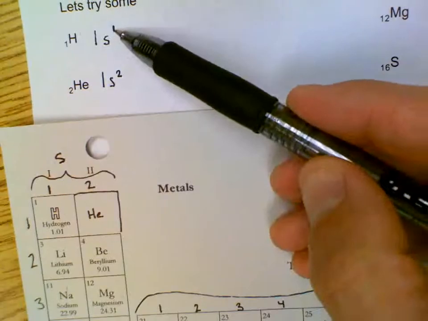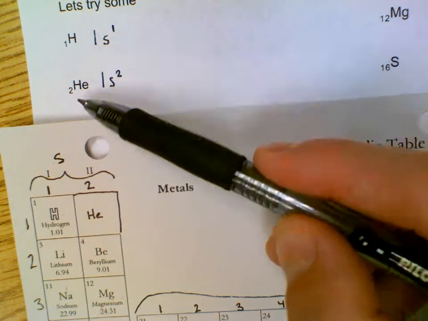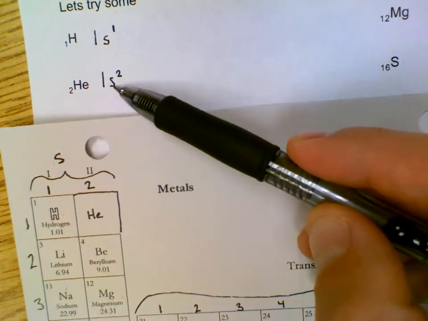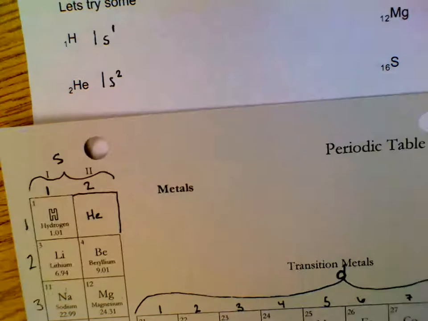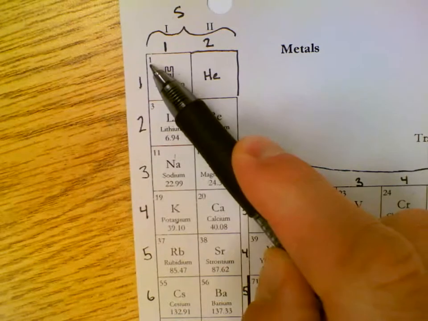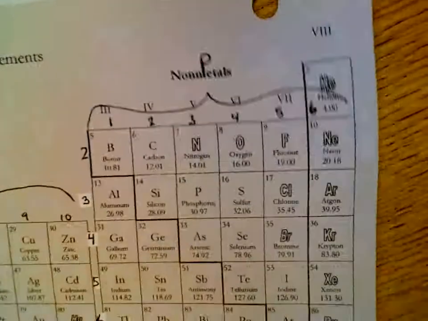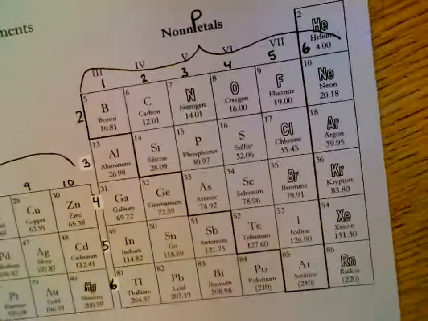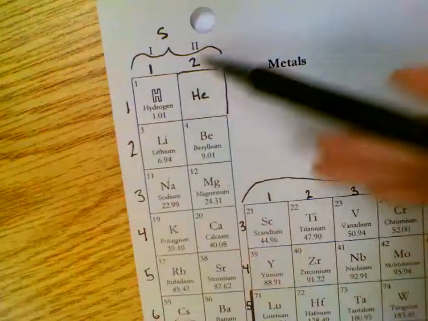This number here is telling me that hydrogen has 1 s electron, helium has 2 s electrons. So 2 electrons, 1 electron. And that makes sense because if we look at each atom, hydrogen has atomic number 1, 1 proton, 1 electron. Helium has atomic number 2, 2 electrons, 2 protons. But again, helium for our purposes belongs here.